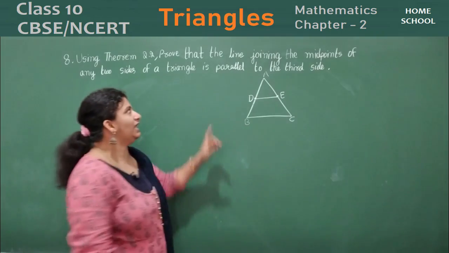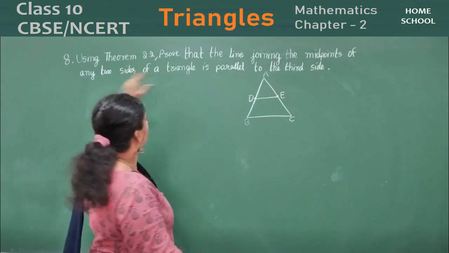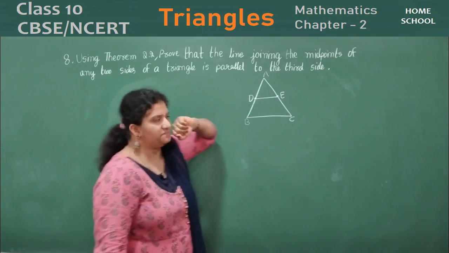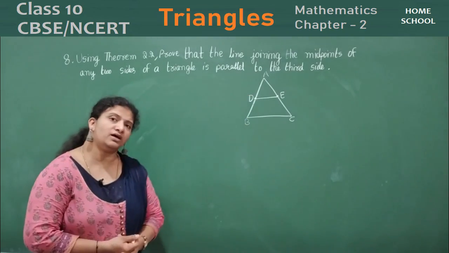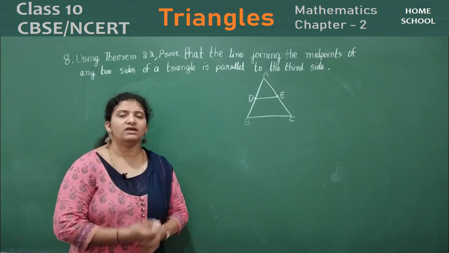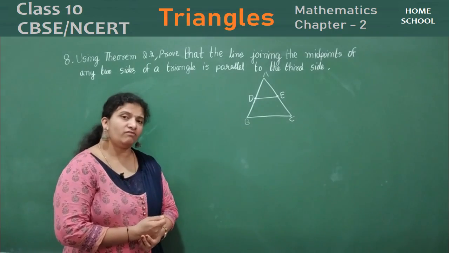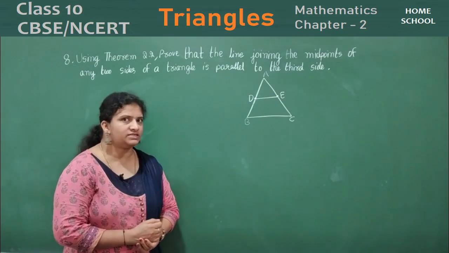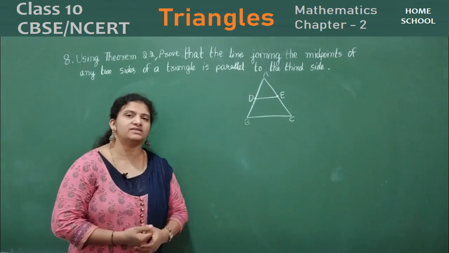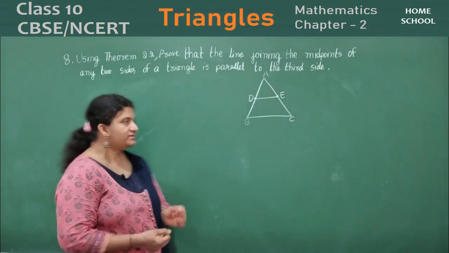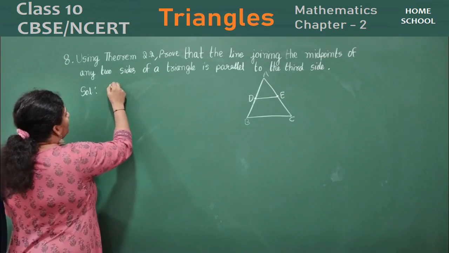So now read again. The line joining the midpoints of any two sides of a triangle is parallel to the third side. What is the last line? We need to prove that this line is parallel to BC. How can we prove, children? By using the converse. If we are able to prove the ratios are in proportion, then we can say that they are parallel. So let's start the solution here.